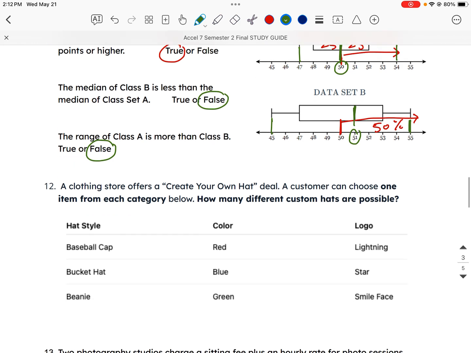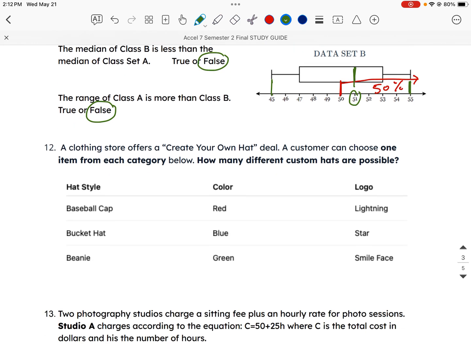All right, moving on. Clothing store offers a create your own hat deal. Customer can choose one item from each category below. How many different custom hats are possible? Now, we would take our custom cap, and then we can make different combinations, right? We talk about all the different outcomes. So I can write out all these different outcomes, but I also know how to get my total possible outcomes. I can just multiply each event, right? So the hat would be 3 options, and the color would be 3 options, and the logo would be 3 options, which means there's a total of 27 options, right?